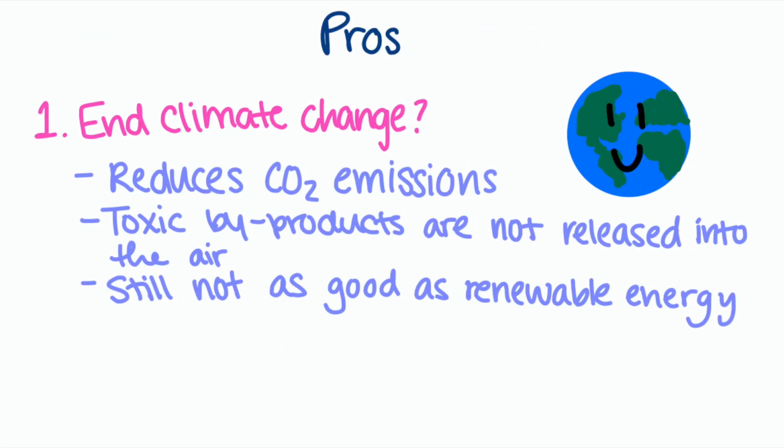Now let's talk about the pros of using nuclear energy. First off, it could put an end to climate change. As we learned in one of my previous videos, climate change is caused by an abundance of greenhouse gases in our atmosphere, which are released when we burn fossil fuels. When we get more of our energy from nuclear power plants, we're actually reducing carbon dioxide emissions that come from burning fossil fuels. Moreover, the byproducts from obtaining nuclear energy are not released into the air like when we burn fossil fuels. This will prevent a lot of air pollution-related illnesses, such as lung cancer.